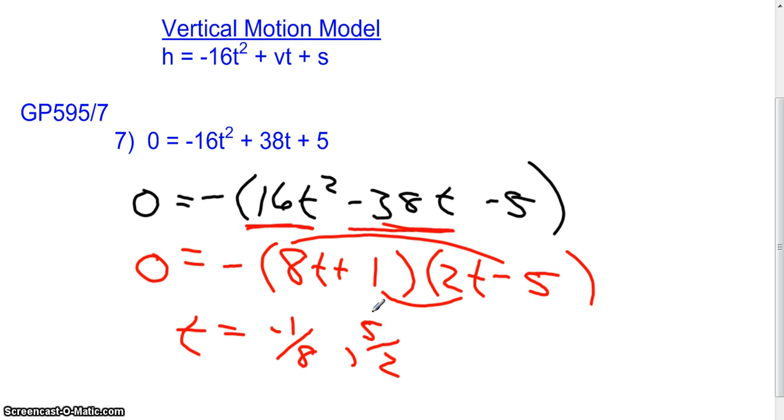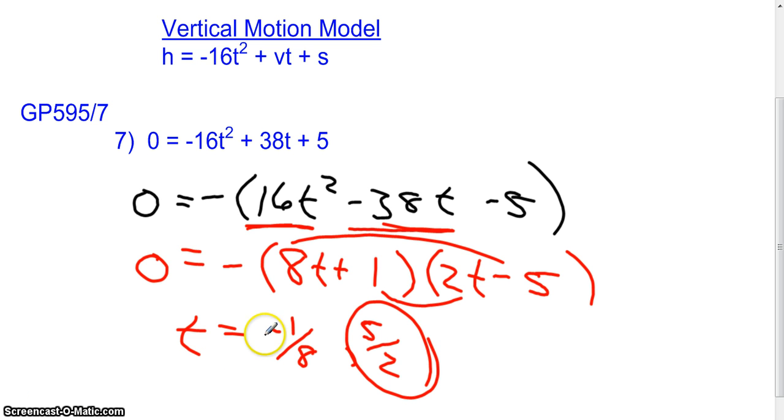So because this is a vertical motion model, what are these solutions? What units are they in? Feet. These are t. Seconds. So which answer is the only reasonable answer? 5 over 2. 2.5 seconds, unless we are contemplating going back in time, right? The only reasonable answer will be 2.5 seconds or 5/2.